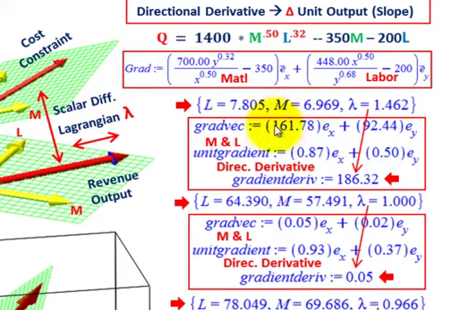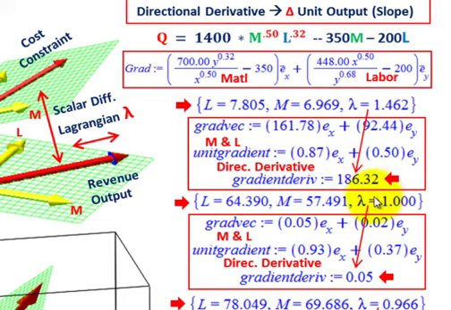Now remember that this gradient vector is material and labor, both of them. It's a combination of those two. Then we take those unit amounts times material and labor, and each one has a different unit gradient. Material in this case would have been 0.87, labor 0.50. That's based on the combination of material and labor quantities, we just unitize those, not going to get into that. So here's my Lagrangian 1.462, my gradient 186.32.